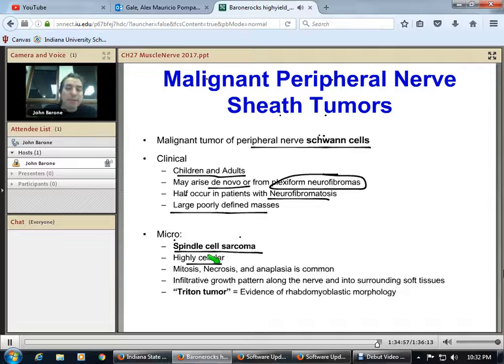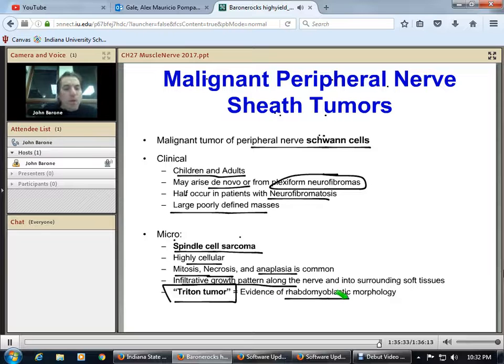And like most malignant tumors, they're poorly defined masses. Under the microscope, you'll see spindle-shaped sarcoma, ugly-looking cells that are very cellular. And because it's malignant, you'll see mitosis and necrosis and anaplasia. Not cool. Now, it's going to infiltrate like crazy. But what's kind of interesting is sometimes the tumors try to take on muscle differentiation. So every once in a while, you see a couple of funny looking cells that have cross striations. And you're like, dude, that's a skeletal muscle.